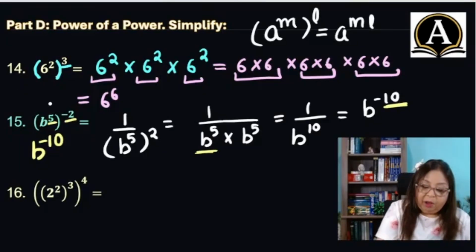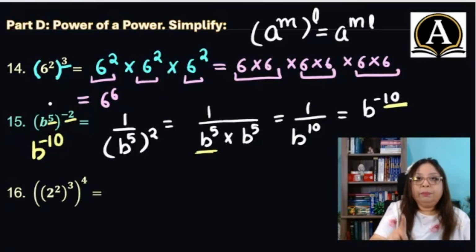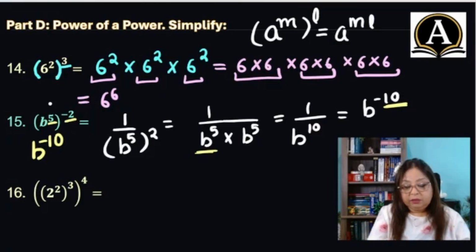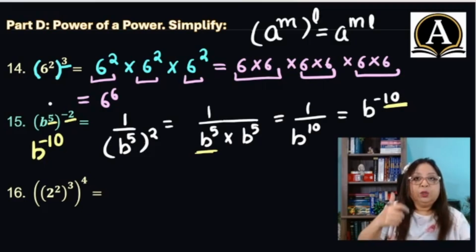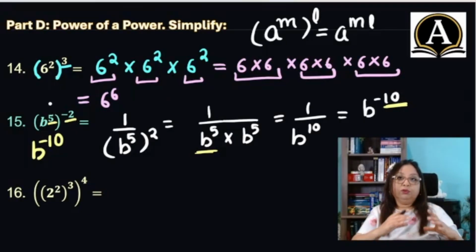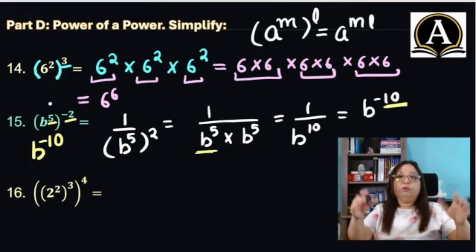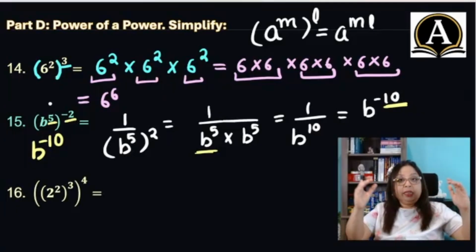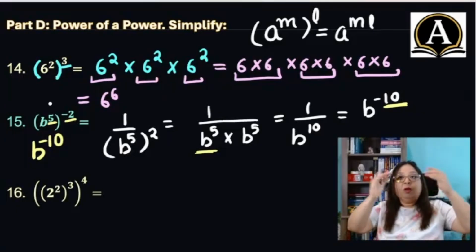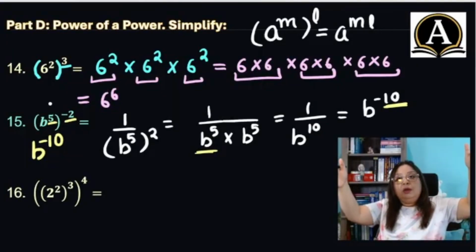Let's do that for problem number 16 now. Simply multiply the exponents with each other. And the exponents here are 2, 3, 4. You have 2 squared. That 2 squared is raised to the power 3. And that 2 squared raised to the power 3 is raised to the power 4.